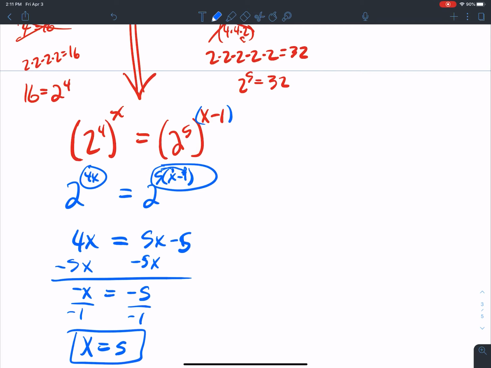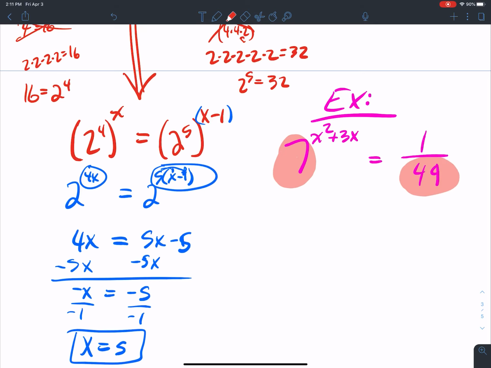That's not too bad. Let's do another one. This is so fun, isn't it? 7^(x^2+3x) equals 1/49. Okay, how do 49 and 7 relate? Well, you and I both know how this relates. This 49 we can rewrite as 1 over 7 squared, and the 1 over 7 squared becomes 7 to the negative 2.